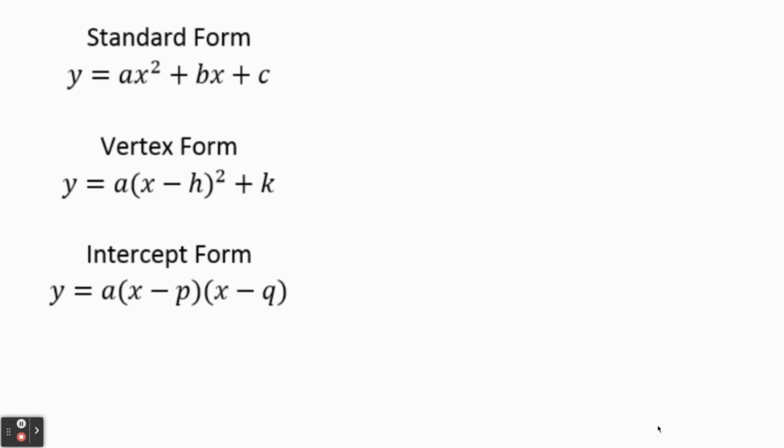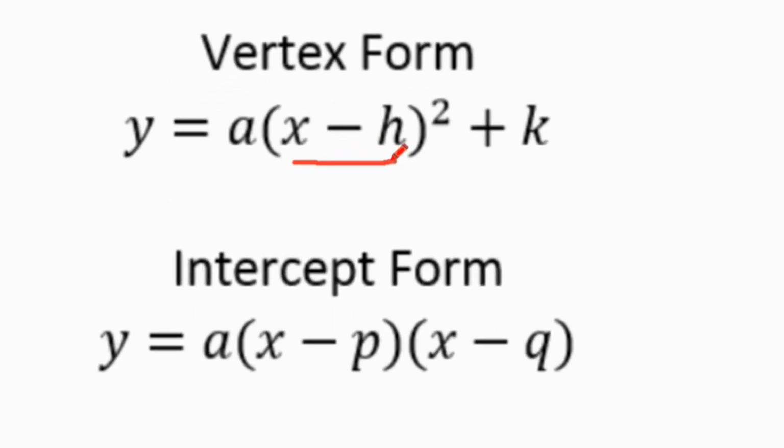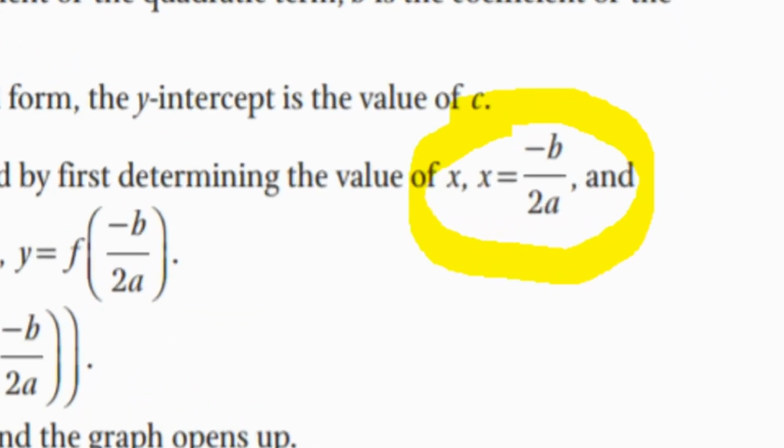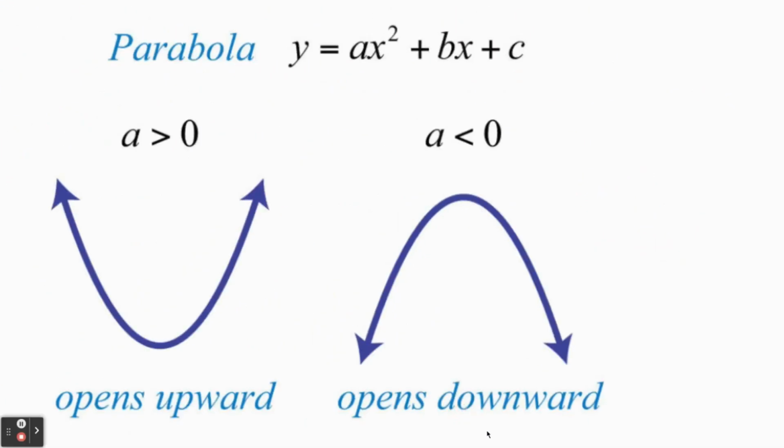But what's an easier way to even get that vertex is to use what's called vertex form. Vertex form has parentheses x minus h squared, and it just has that one set of parentheses with the value of k that follows. Now, intercept form has two parentheses, and that's how you can kind of keep track of these two different forms. As I previously mentioned, if you have standard form, easiest way to find the vertex is to use that formula x equals negative b over 2a.